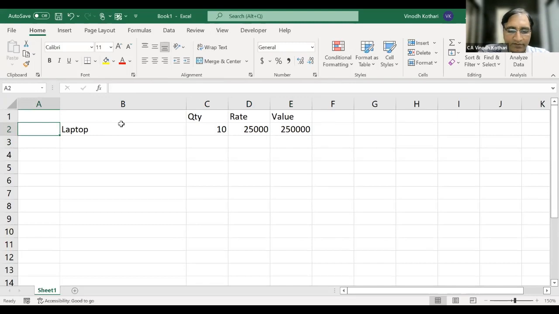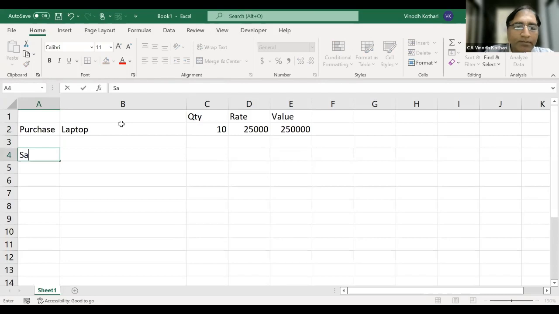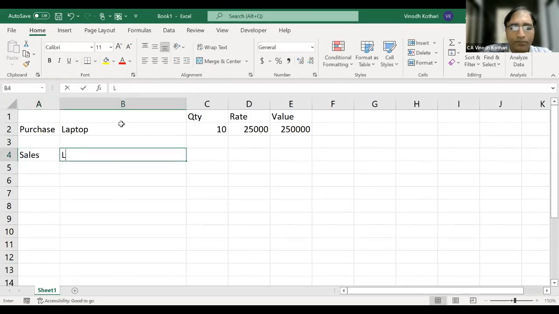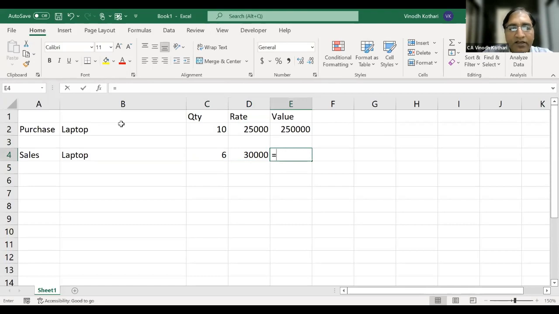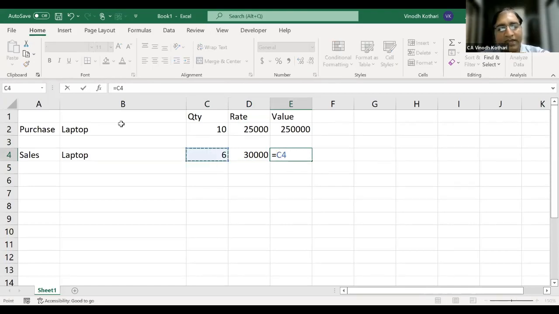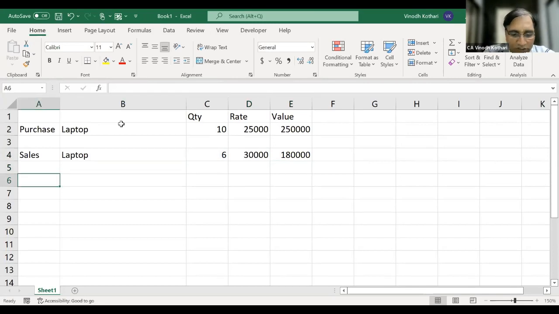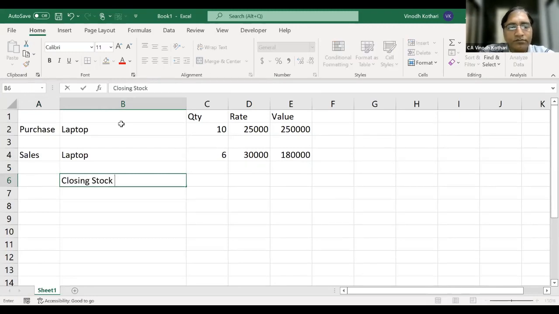Now this is my purchase. Now I am selling the laptop. My sales: during the month I have sold laptops. How many laptops have I sold? Assume that I have sold 6 laptops. At what rate have we sold? Say I have sold the laptop for 30,000 rupees. So what is the sale price? 6 into 30,000, this is my sale price. Now what is the closing stock value? Can someone tell me?